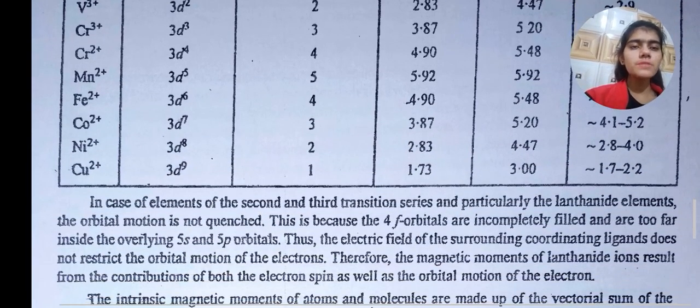In case of elements of second and third transition series and particularly the lanthanide elements, the orbital motion is not quenched. This is because the 4f orbitals are incompletely filled and are too far inside the overlying 5s and 5p orbitals. Thus, the electric field of the surrounding coordinating ligands does not restrict the orbital motion of the electrons. Therefore, the magnetic moments of lanthanide ions result from the contribution of both the electron spin as well as the orbital motion of the electron.